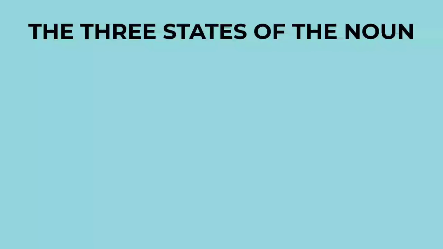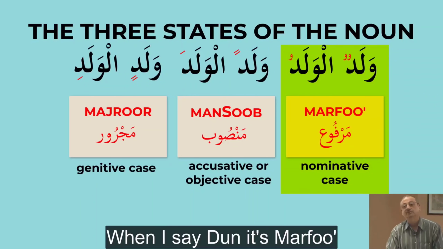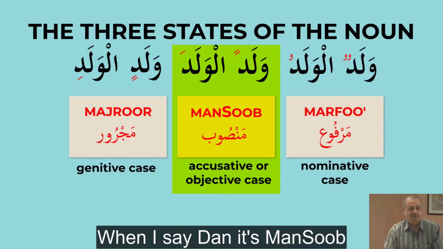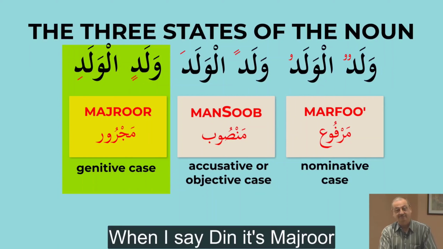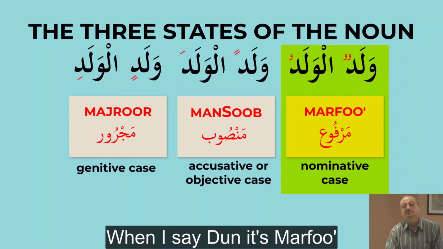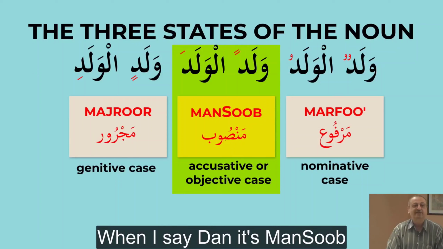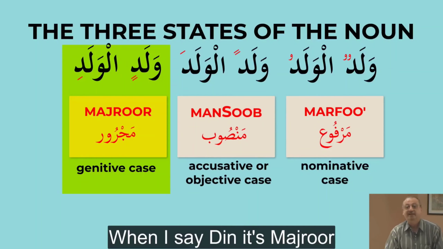I made a little song out of this. When I say dun, it's marfu. When I say dan, it's mansub. When I say din, it's majroor. When I say dun, it's marfu. When I say dan, it's mansub. When I say din, it's majroor.